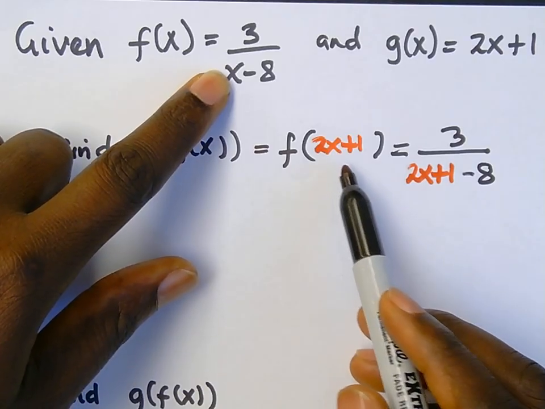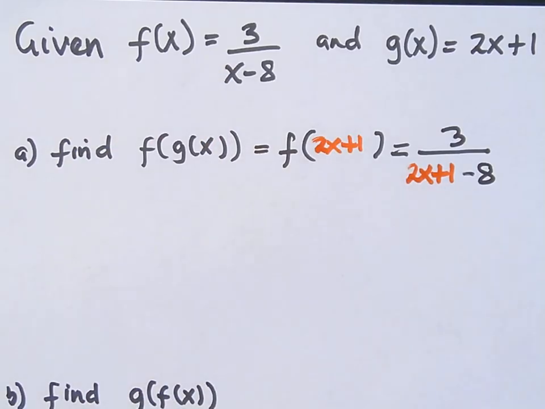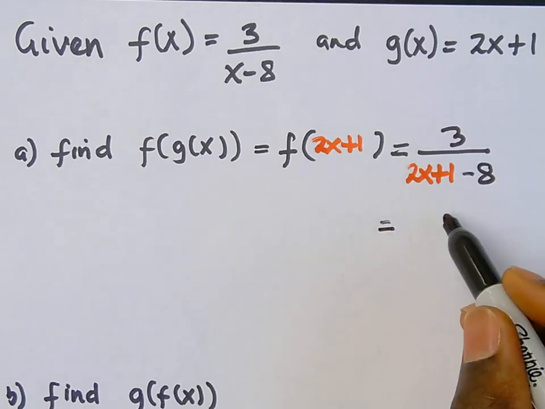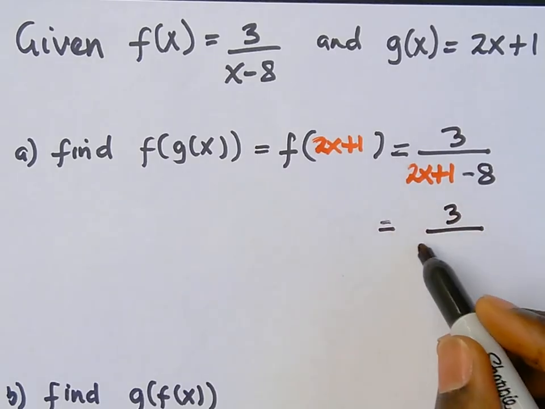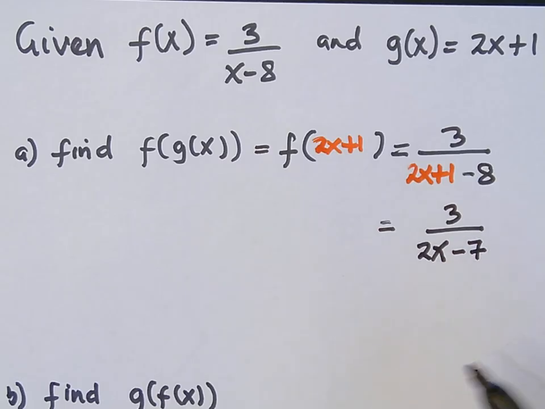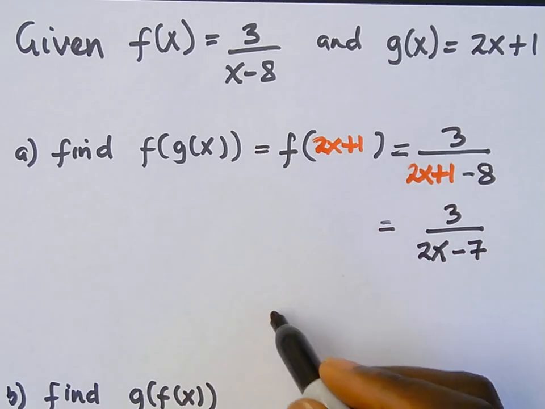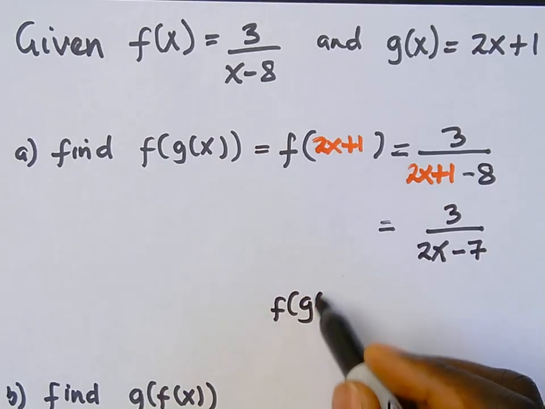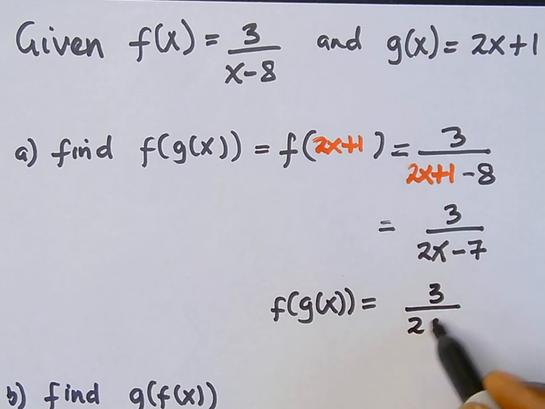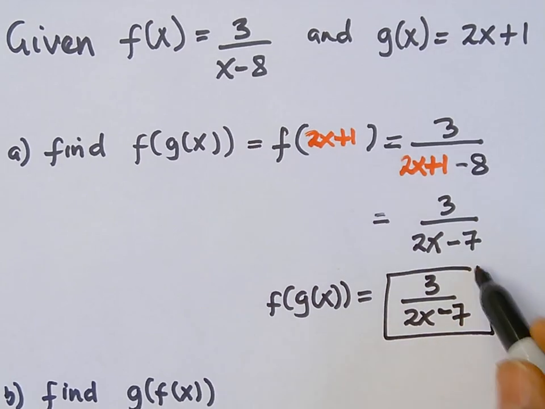of 2x plus 1. So now I can go further and simplify this expression, right? We can combine some like terms here, the 1 and the negative 8. So that becomes 3 divided by 2x minus 7. Therefore, f of g of x equals 3 over 2x minus 7. And that is the expression we want.